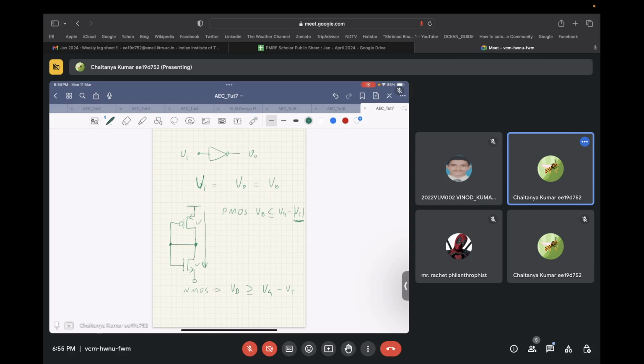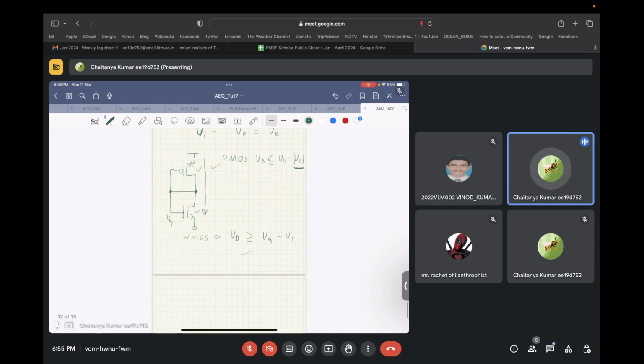So this is the gate voltage, VGD is 0, correct. If VGD is 0, that means both the gate and drain are equal to each other. So neither for the PMOS is this condition going to be violated, nor for the NMOS. That means both NMOS and PMOS are going to be in saturation no matter what.